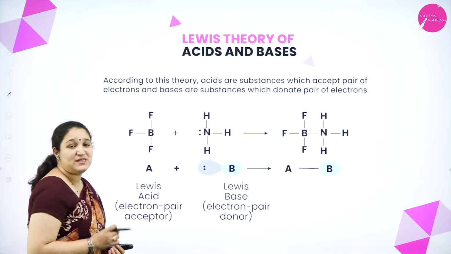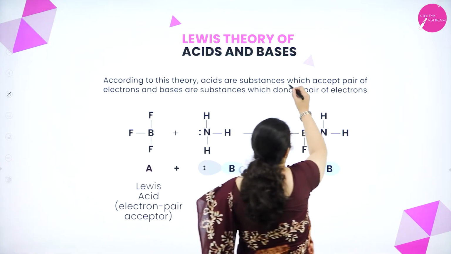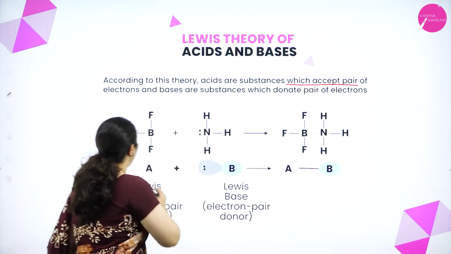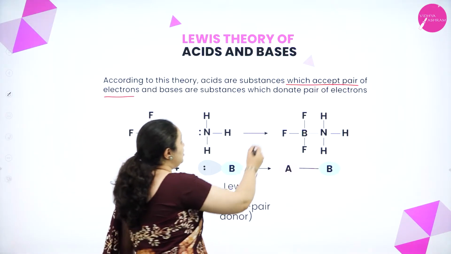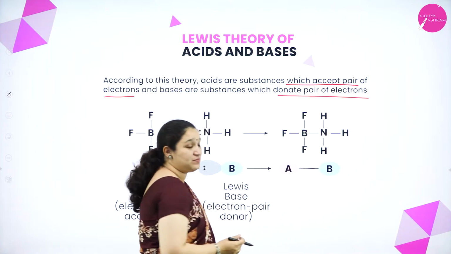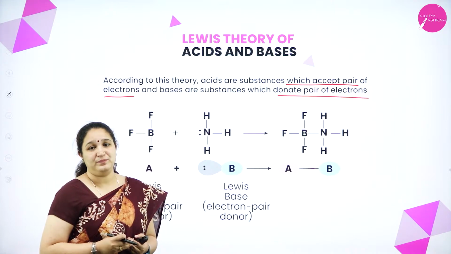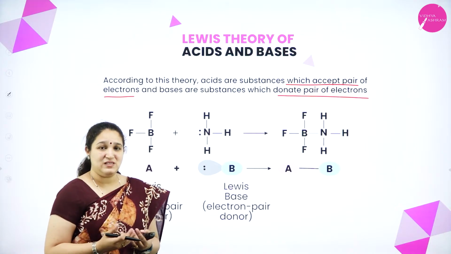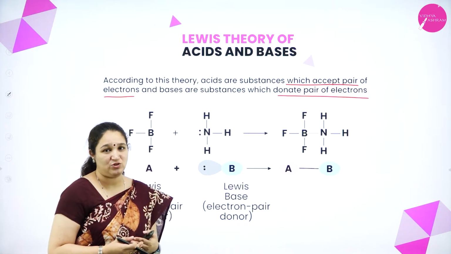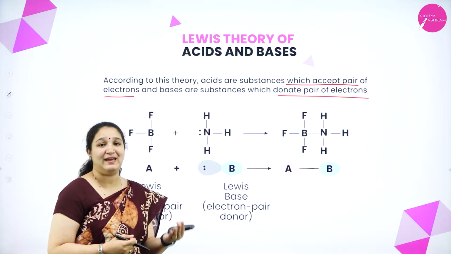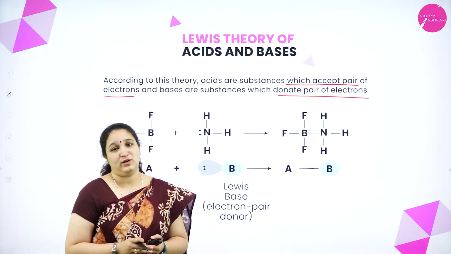According to Lewis theory, acid is a substance which accepts a pair of electrons and base is a substance which donates a pair of electrons. So in Lewis theory, the acid and base are defined in terms of electrons, unlike Arrhenius theory and Bronsted-Lowry theory.